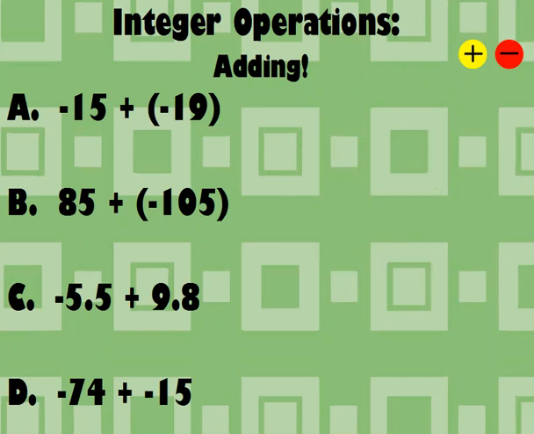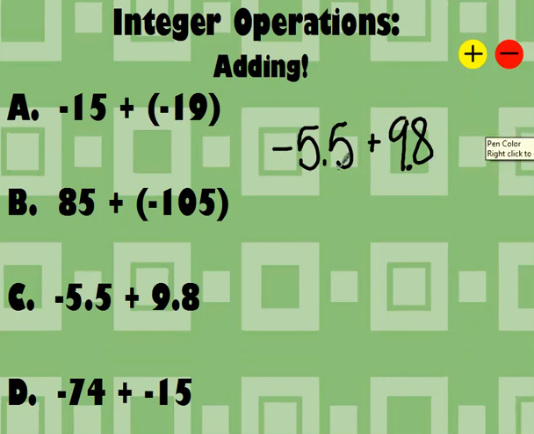Okay? Same situation, -5.5 and 9.8. These are actually not integers because integers are whole numbers and their opposites. So these are actually rational numbers, but we can add them the same way with the same strategy.